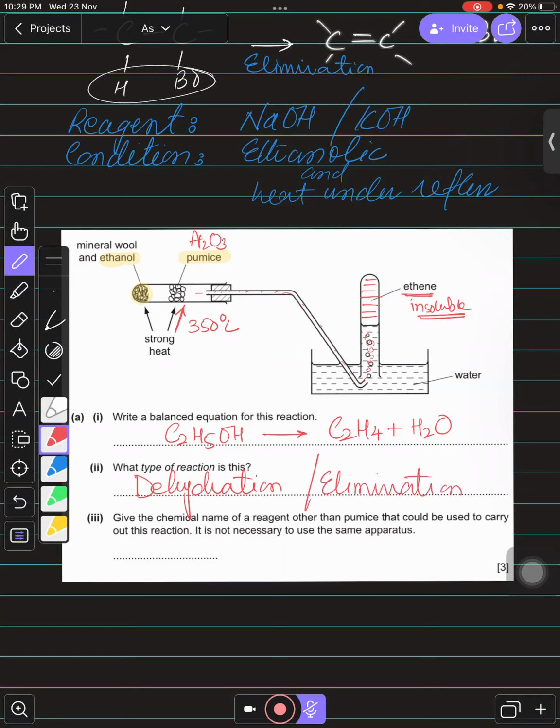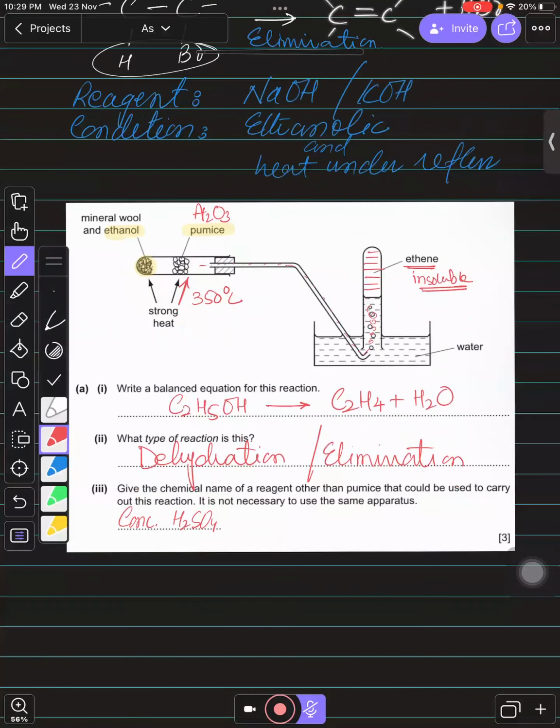And they are saying that give the chemical name of the reagent other than pumice that could be used to carry out this reaction. It is not necessary to use the same apparatus, right? We can use that concentrated sulfuric acid as well, right, bacho? Or not? Is that right? Yes, sir. Okay, thank you so much.